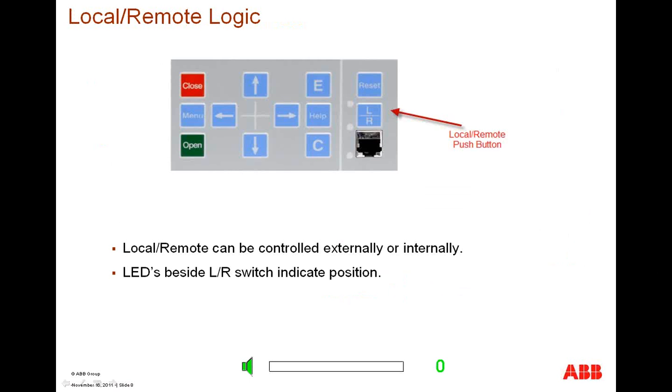So following up on how this logic determines if it's in remote or local, we first have to understand that on the front of the relay there is a local remote switch. It's a push-button switch, and based on the LED that is lit up associated to either the L or the R, it will show if the relay is in remote or local. These lights can be controlled by this push button, or they can be wired externally.